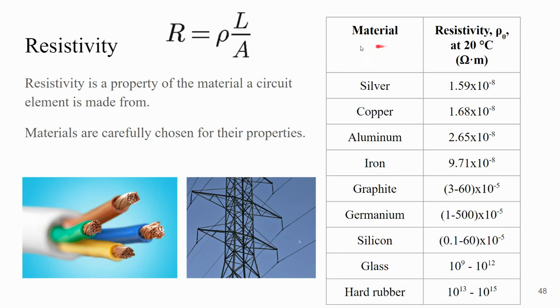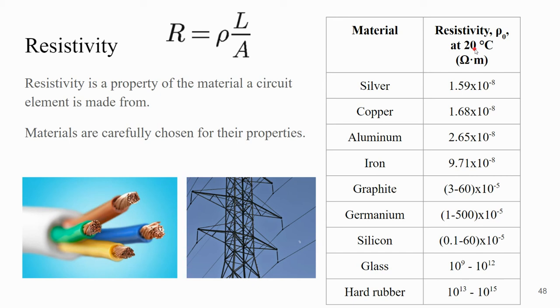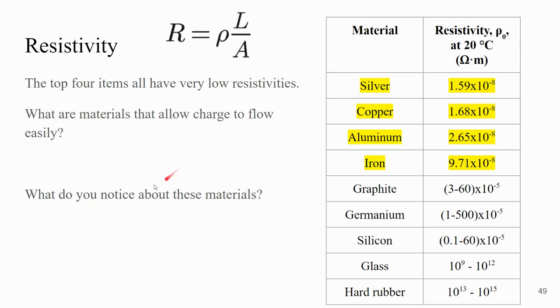So here is a table of different materials and their related resistivities. It's saying rho naught at 20 degrees Celsius. Turns out these things are dependent on temperature. We'll get to that later. So if we look at the top 4 items, they have very low resistivities. So they let current flow easily. We've got a name for materials that allow charge to flow easily, that allows current to flow easily. And the name for those things is conductors. That's what a conductor is.